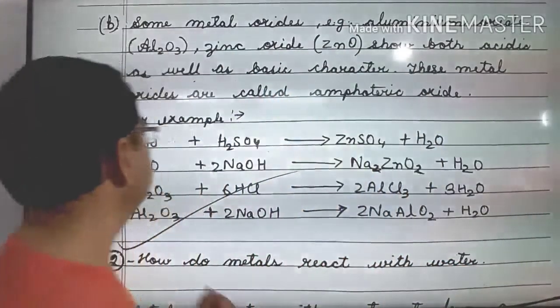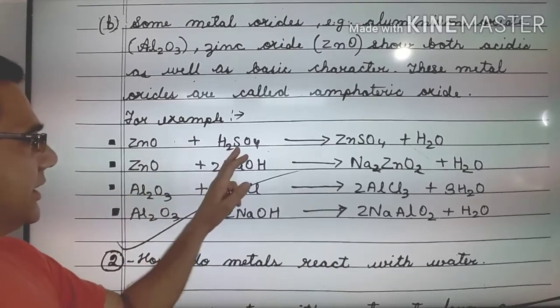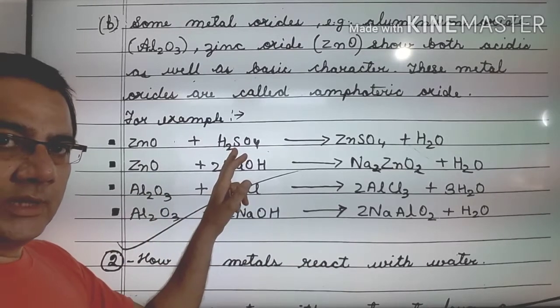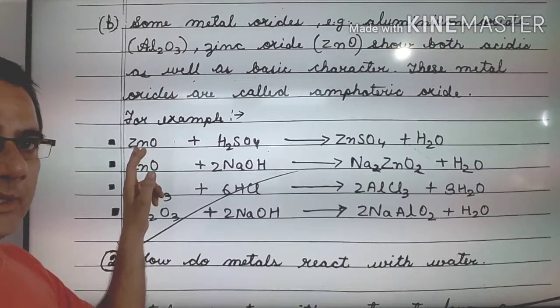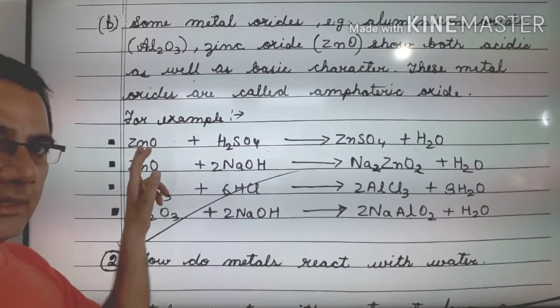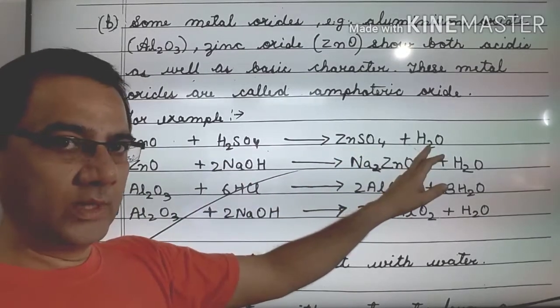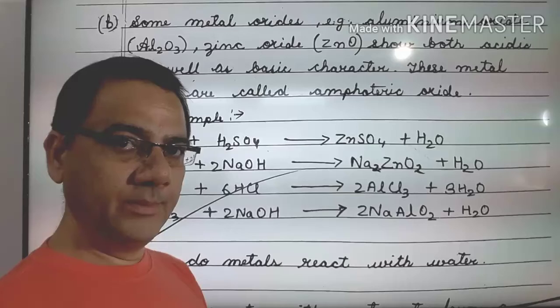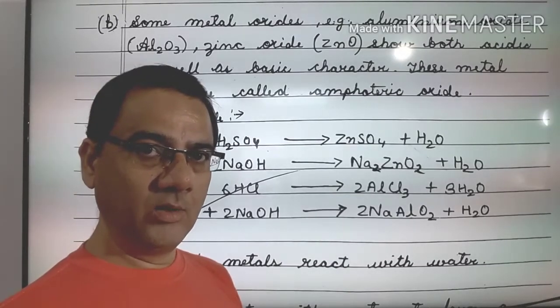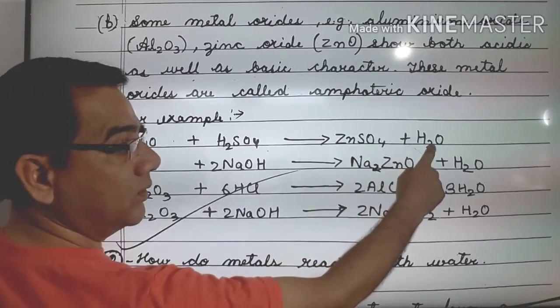Now we see the equations. Two equations are given here. Zinc oxide reacting with H2SO4. H2SO4 is the acid and zinc oxide is reacting with this, and since the zinc oxide is reacting with the acid, it means now it is showing the basic character. So zinc oxide plus H2SO4 forms ZnSO4 plus water. You have already studied acid and base. When they react together, they form salt and water. So if this is acid, this will be base, and they form salt and water.